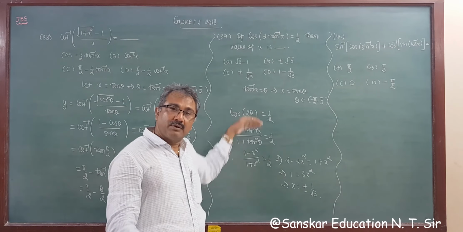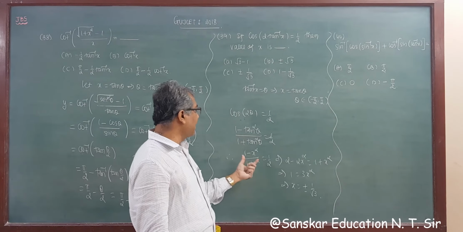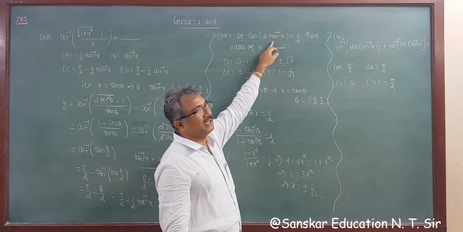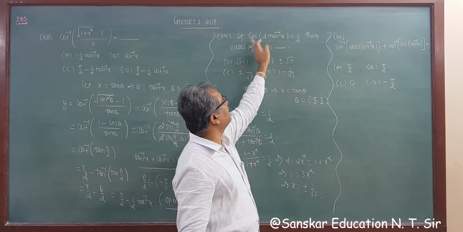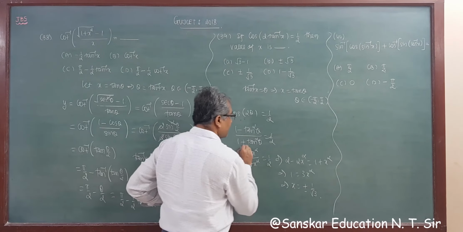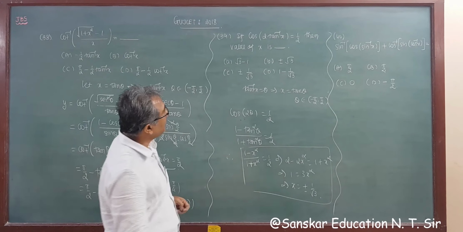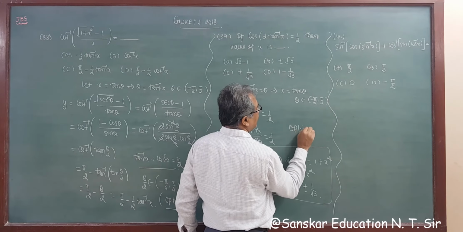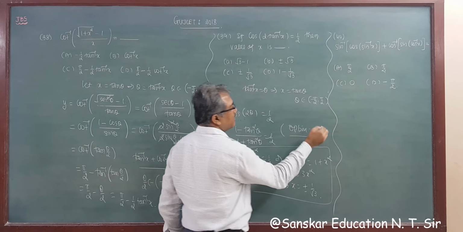So no need to do all these steps. We have to write this step directly, right? Because you know cos 2 theta is 1 minus tan square theta upon 1 plus tan square theta. So 1 minus x square upon 1 plus x square is equal to half. So you must write this thing only. So your proper answer will be option C. So option C is your correct answer here. So this is your answer.